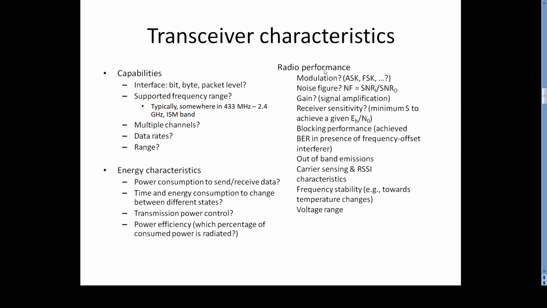Coming to the radio performance, what is the modulation technique we can use? Transceivers typically support one or several on-off keying techniques. So those may be ASK we can use, or maybe we can use FSK or similar types of modulation techniques.